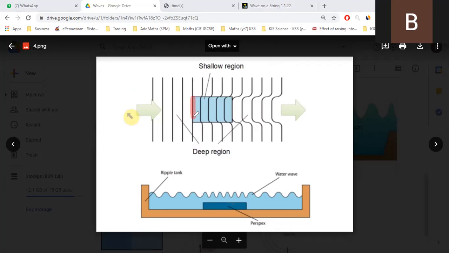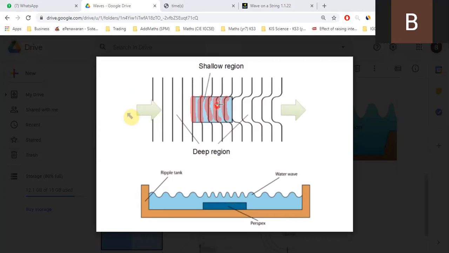Only this part of the wave enters the shallower region, correct? Okay, so pay attention to this part. You see, this wave slows down. It slows down, and it slows down. In fact, you will see the distance between each line here, the red mark, is going to be shorter.